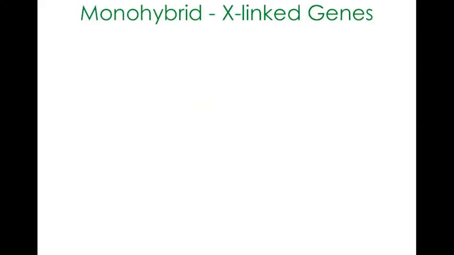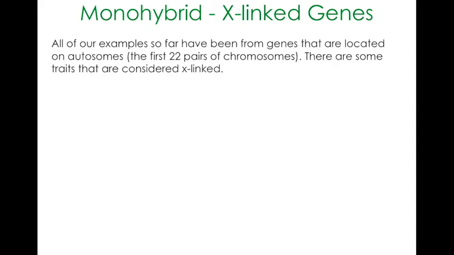Okay, now let's look at a separate example. Now this example was actually on one of your SACs and I gave you the information, but I didn't actually explain what the X-linked actually means. So X-linked genes are slightly different because so far all of our examples are from genes located on autosomes, the first 22 pairs. There are some traits that are considered X-linked because they appear on the X chromosome. And also, while I'm talking about that, some traits can also be on the Y chromosome and are therefore Y-linked.